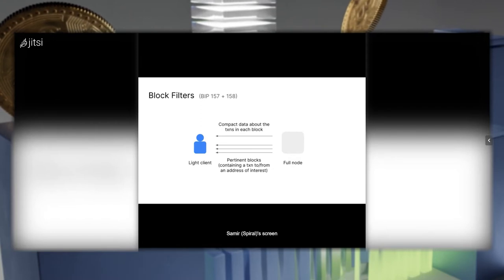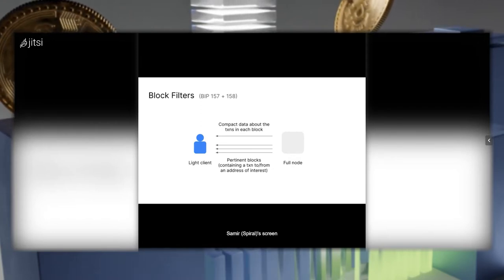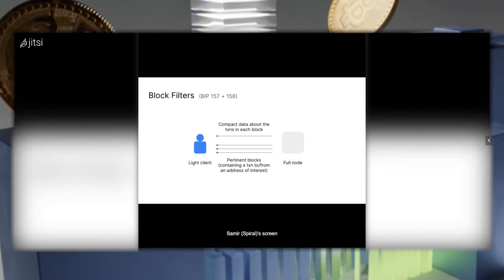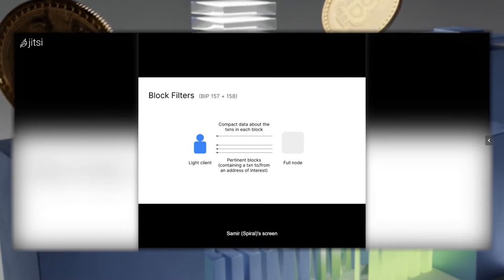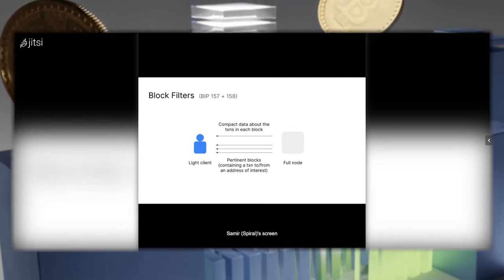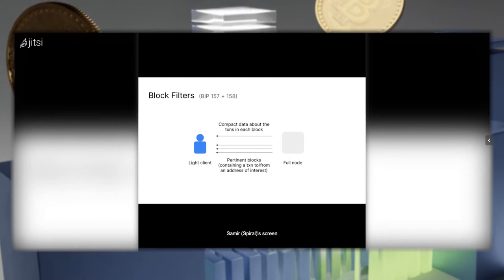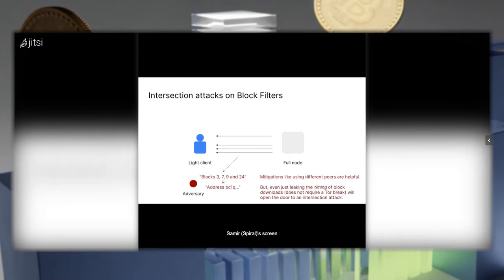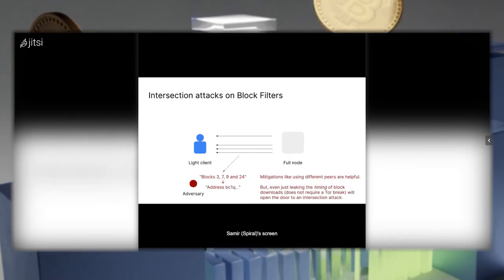The filters themselves are also a continuous ongoing cost, because you have to monitor. So if you go offline for some time, you need to scan through all the filters since you were offline.